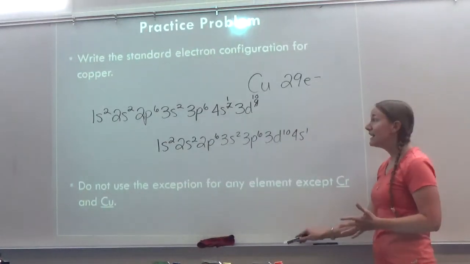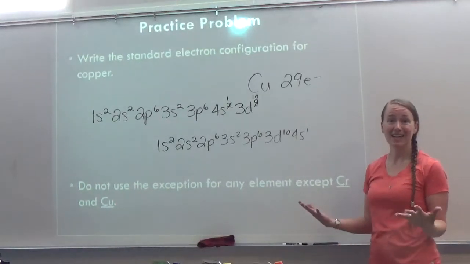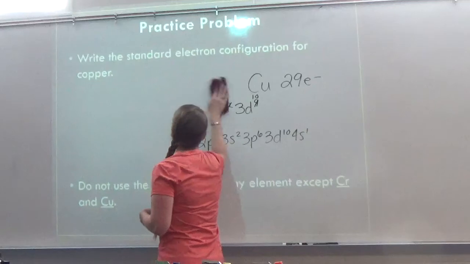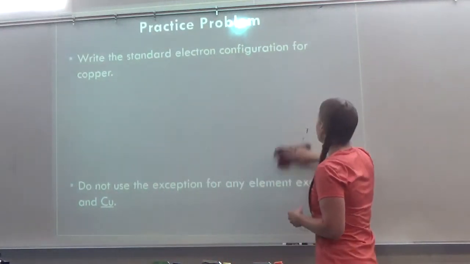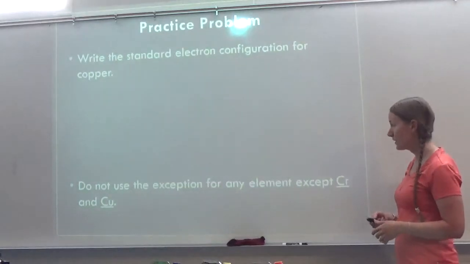Okay, I don't want you making up exceptions. Sometimes they get really weird where a lot of stuff starts jumping and it kind of doesn't make a lot of sense. So just focus on showing me the exceptions for copper and chromium only. Everything else, I prefer you just to follow Aufbau's principle.